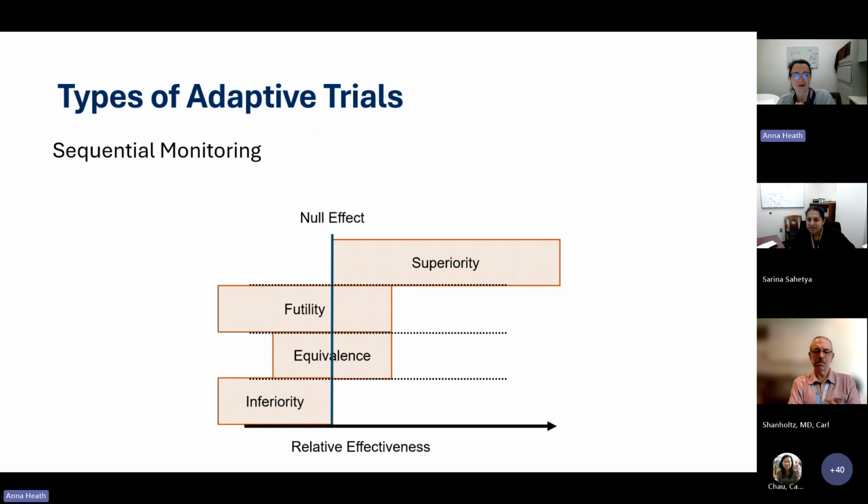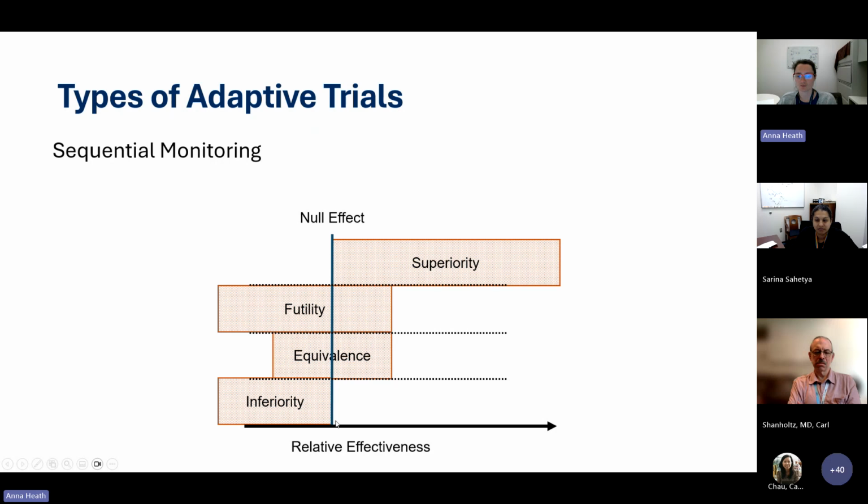Okay, perfect. And just to bring it back to this Bayesian concept, essentially what you're going to have is a posterior distribution on this axis of relative effectiveness. And what we can calculate is the probability that they fall in each of these categories. So the probability of superiority, the probability of futility.